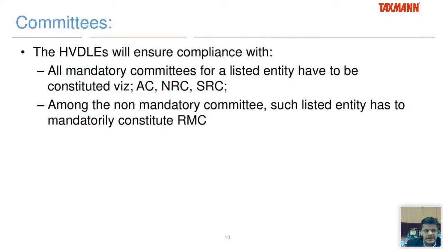In terms of the committees, the high value debt listed entities will ensure compliance with all mandatory committees. A listed entity has to constitute an audit committee, a nomination and remuneration committee, and a stakeholders relationship committee. Certain committees are not mandatory, but such a listed entity has to mandatorily constitute a risk management committee.